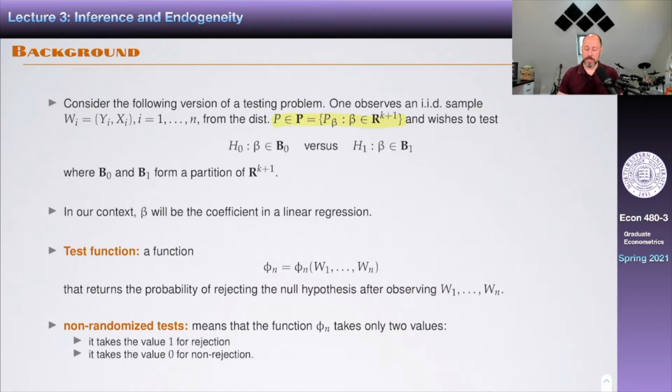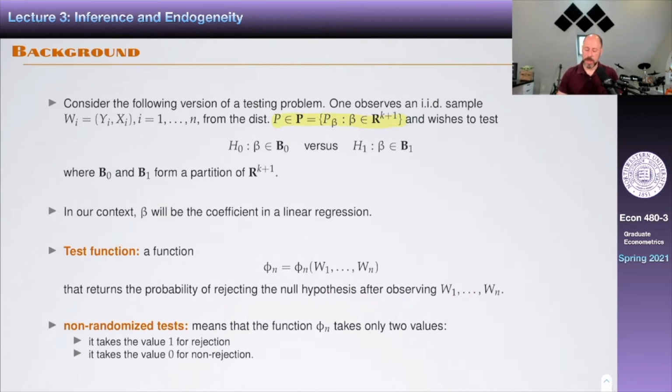In order to do this, we need the so-called test function. I want to use this notation, phi n, to denote a test function. And phi n is just going to be a function of the observed data. A test function returns the probability of rejecting the null hypothesis after observing your data.